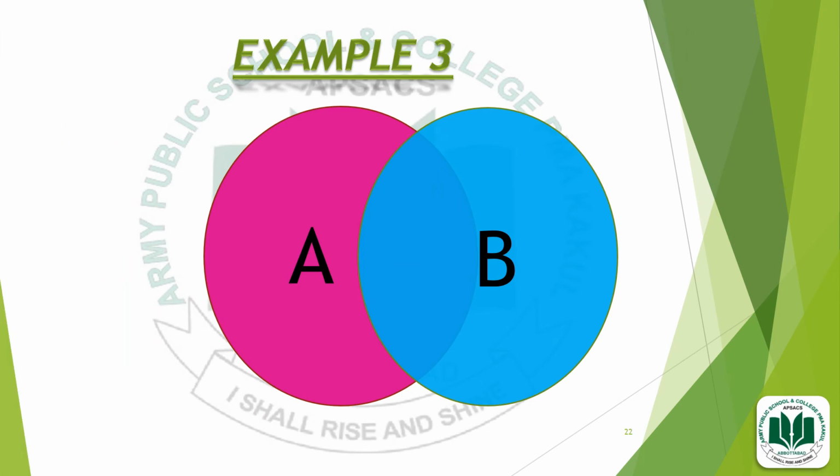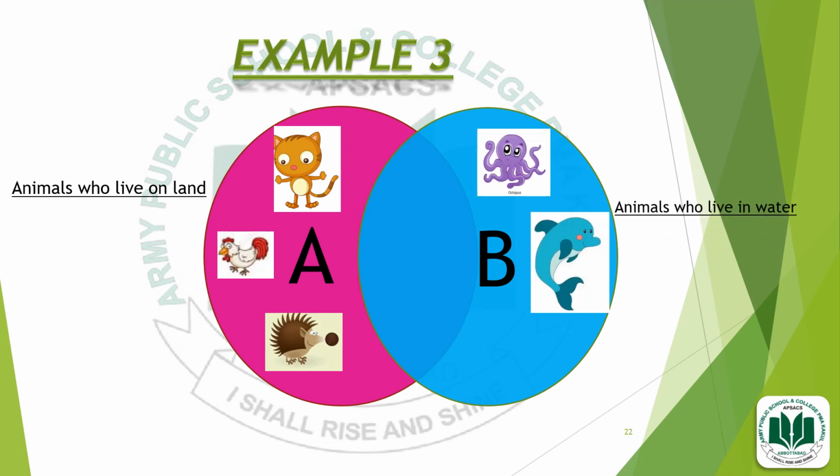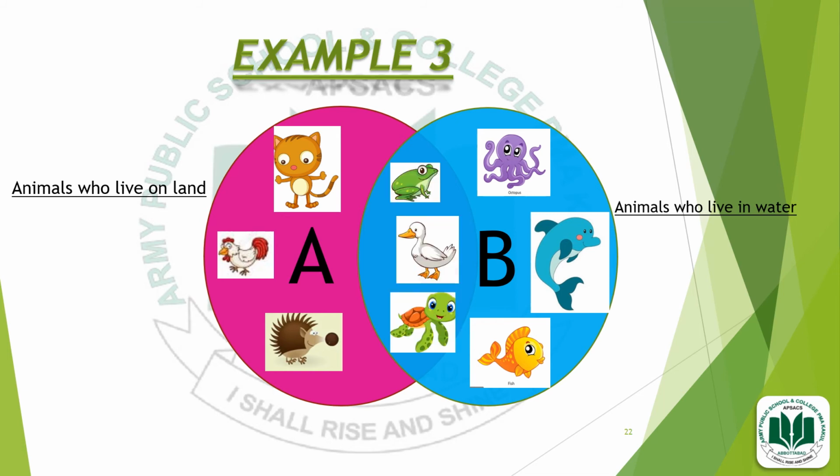Now let's reinforce the concept of union through the example we discussed about the habitat of different animals, in which the animals that live on land were placed in set A, like hen, cat, and porcupine, and then there were animals that live in water, like octopus, whale, and fish, placed in set B. Then there were some other animals that live both on land and in water, and they were placed in the overlapping region, like duck, turtle, and frog.